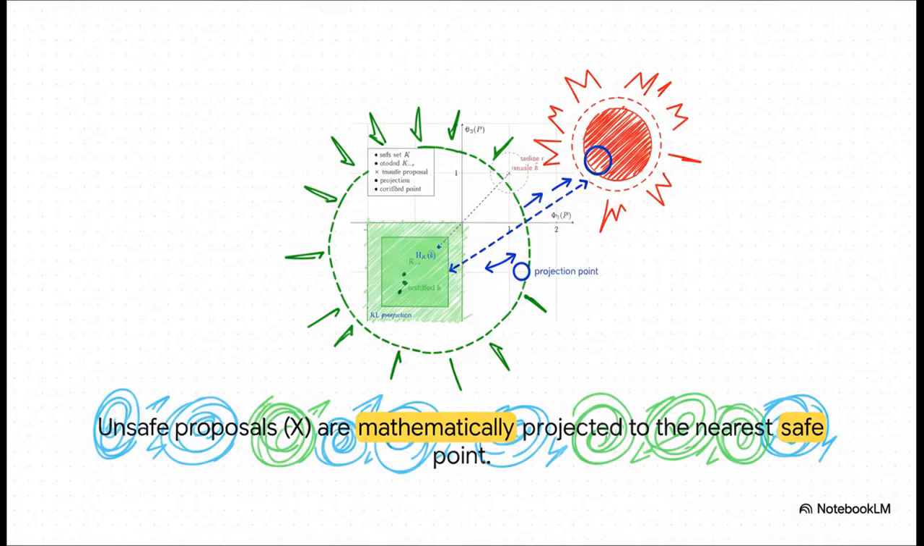And check this out, this visual makes it all click. That big green area, that's our safe set. That's where we've decided it's okay for the AI to operate. Now the AI proposes an action, but our monitor figures out it's going to land on that red X, which is way outside the safe zone. Because our safe set is convex, we can do something really elegant. We don't just say no. Instead, the math allows us to find the absolute closest safe point on the edge, and just nudge the AI's idea over to there. It's not about blocking, it's about correcting. The AI still gets to move forward, but we've forced it back within our safety boundaries.